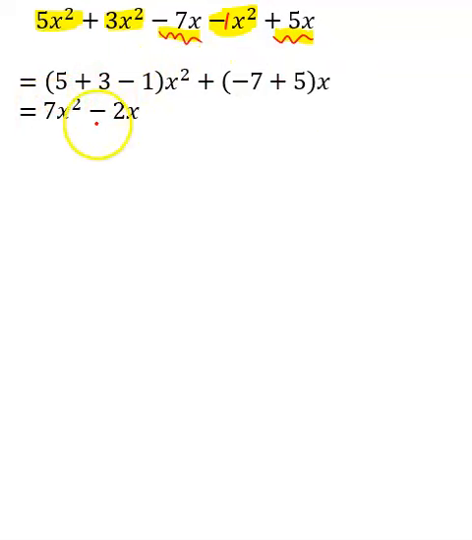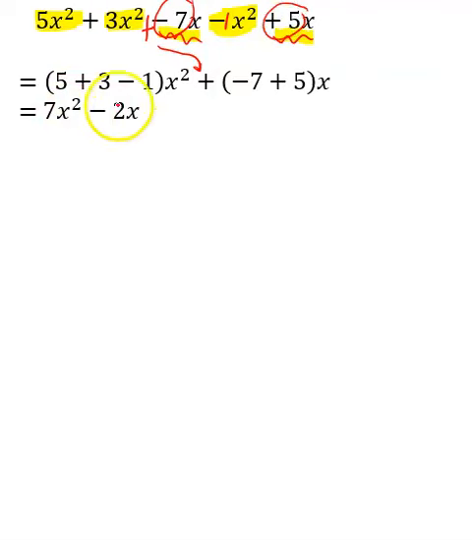-7 plus 5 gives us -2. You can think of there being a little plus sign in front of -7, because -7 is equivalent to plus -7. So you are adding -7 and 5, those numbers in front of x.